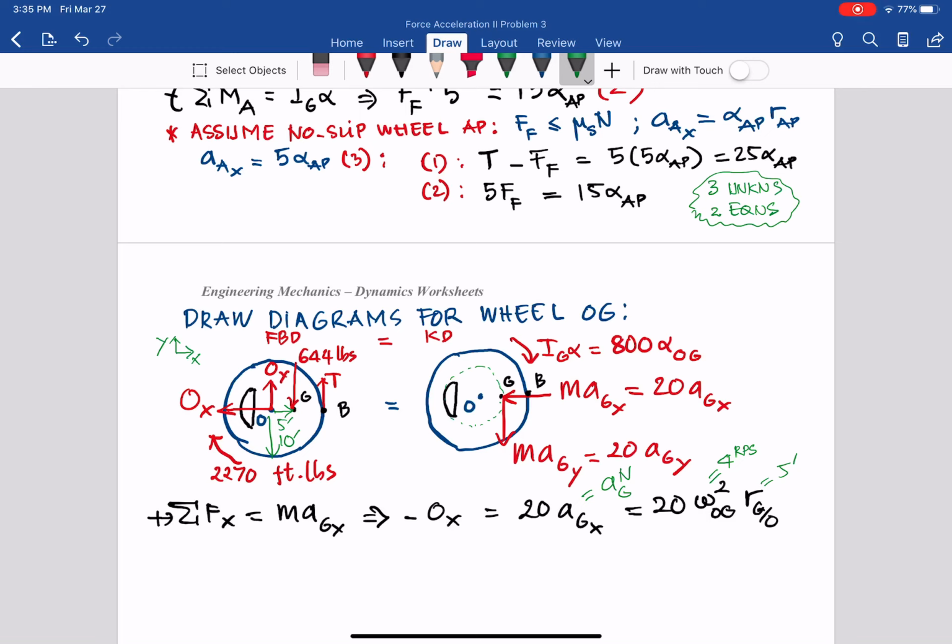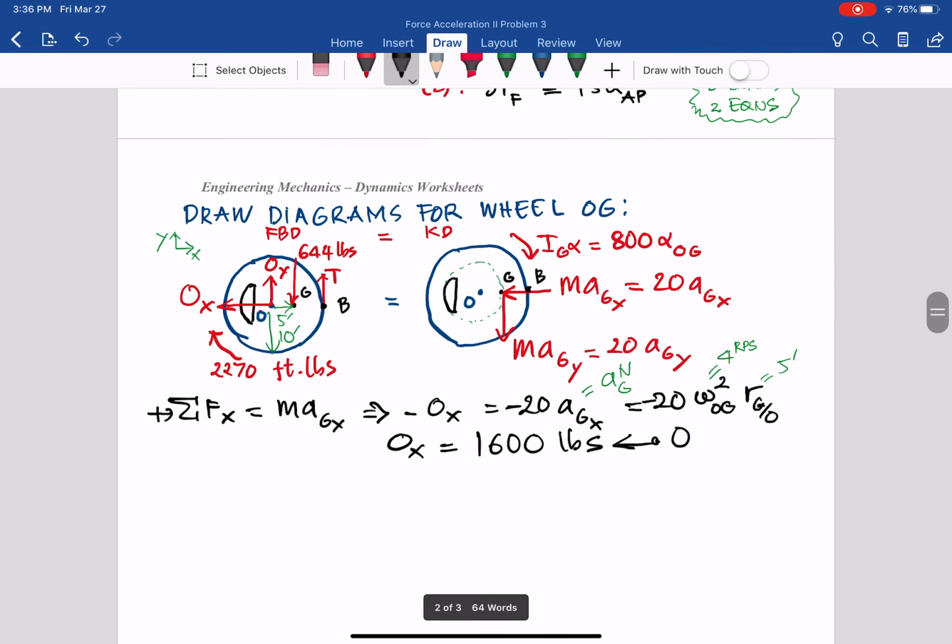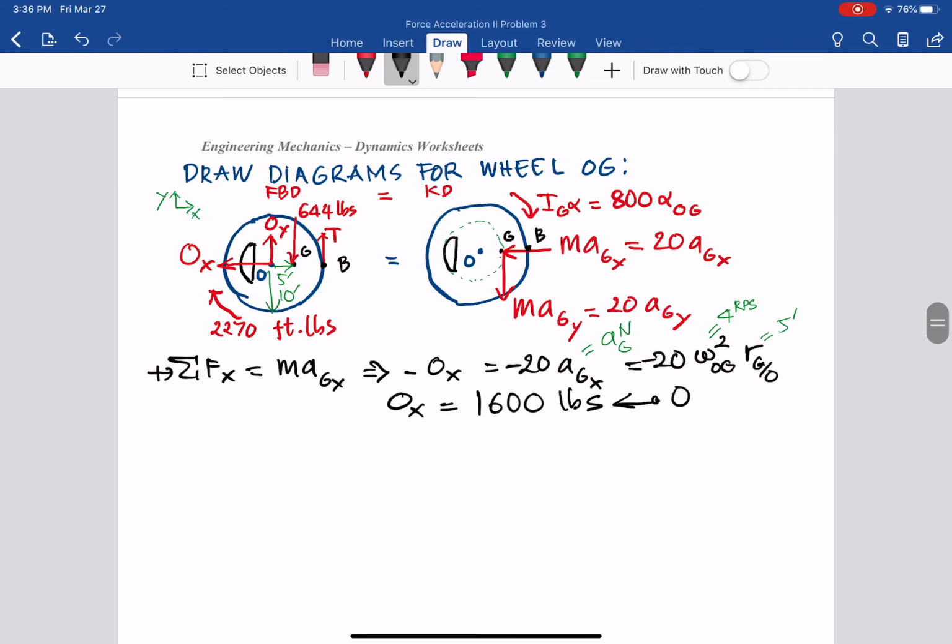So you can have the OX. Okay, so would you have that OX? And it's negative here, by the way. It's negative in that area, so you cancel out. So you can have OX equal to, it could be a big number, 16 times 20 times 5, so it will be 160 pounds positive. So go to the left. So that is OX.